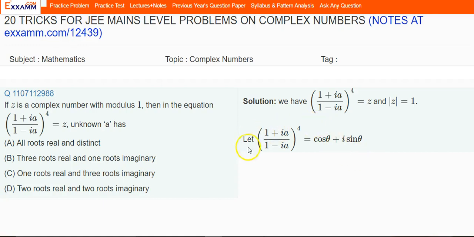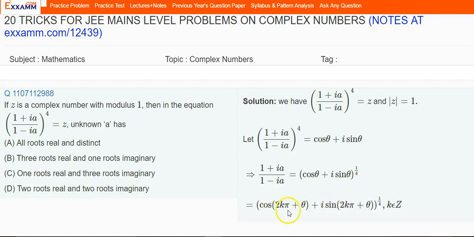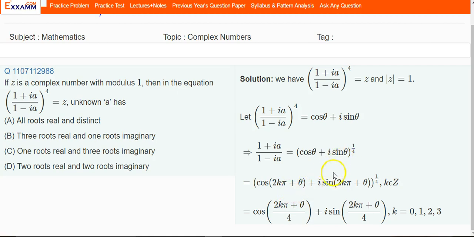Now it would mean that if we take the fourth root of this and use de Moivre's theorem, what do we get? 1 plus ia upon 1 minus ia is equal to cis theta to the power 1 by 4. What would that mean? It is (cos(2k pi plus theta) plus i sin(2k pi plus theta)) to the power 1 by 4, where k is an element of Z, and as per de Moivre's theorem this would be equal to (2k pi plus theta) divided by 4 for k equal to 0, 1, 2 and 3.